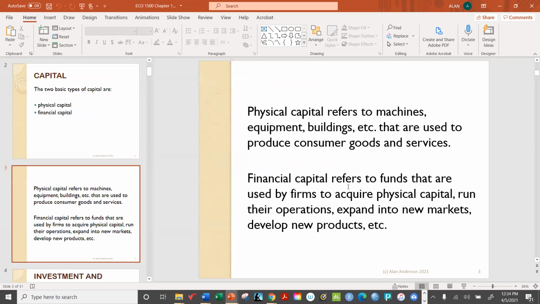So here you can see that physical capital refers to machinery, equipment, buildings, whatever is being used to produce consumer goods and services by a business enterprise. It is referred to as physical capital. Okay, so like I often use Starbucks as an example, but when you walk into a Starbucks, they have a lot of machinery in there to make the drinks. So the blenders that are used to make the smoothies would be considered an example of physical capital. But financial capital is the funding that's used to run the business.